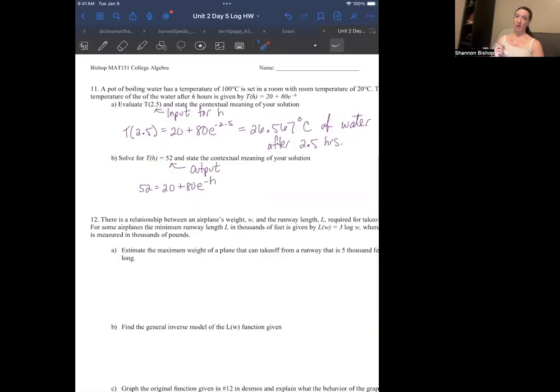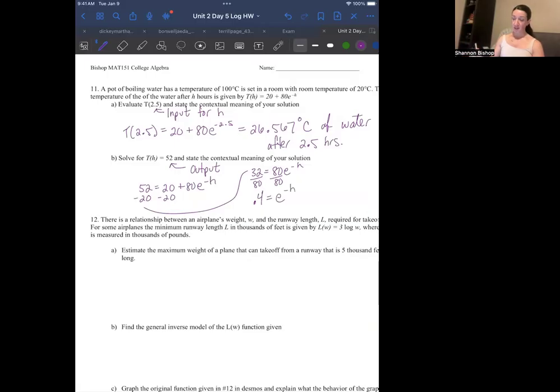So this time we need inverse operations. I don't know what H is, so I can't put all this in Desmos at once. I'm going to have to use inverse operations. The first thing we can do is subtract 20 from both sides. 52 minus 20 is 32. I still have my 80 e to the negative h. Again, keep going with inverse operations, divide off the 80. Type that fraction in the calculator and you'll get a decimal of 0.4.